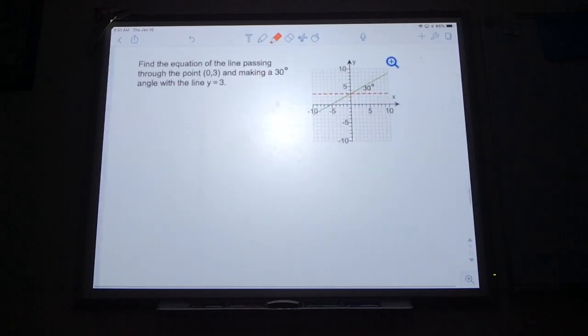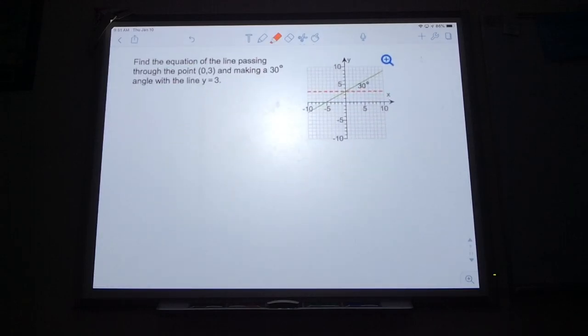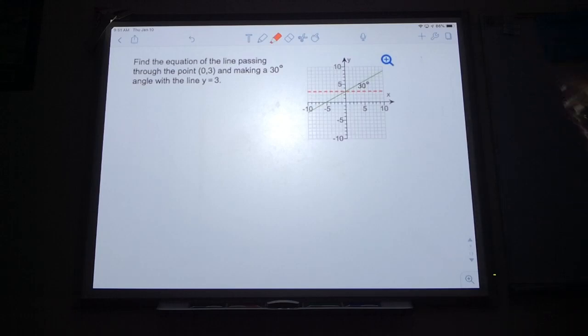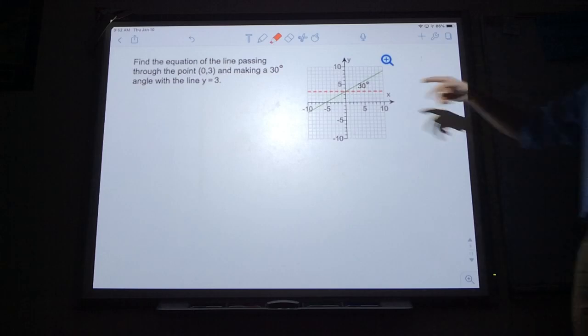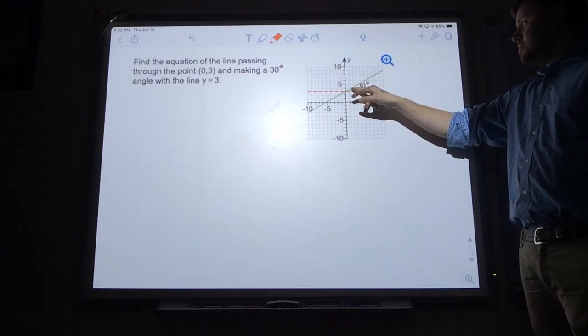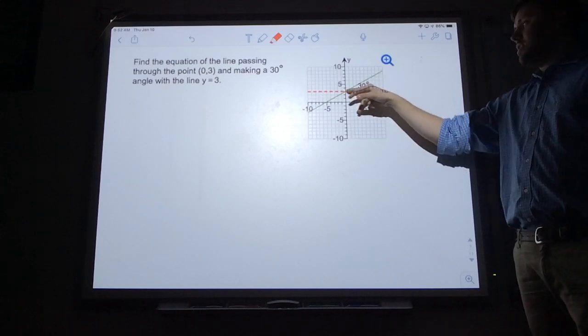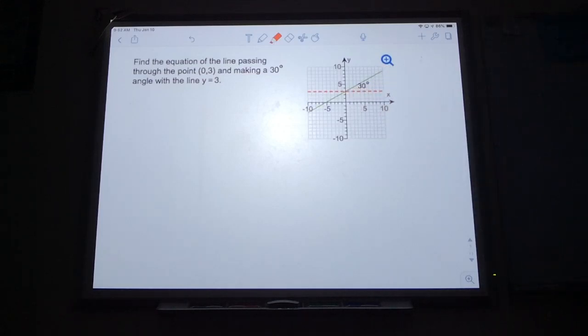Alright, so this is a different way they could ask that same thing. Find the equation of the line passing through the point 0, 3 and making a 30-degree angle with the line y equals 3. They have that for you right there. It's making a 30-degree angle. So here's a 30-degree angle. That means that this can make a 30, 60, 90 triangle. Okay? So that's the triangle we're going to use.